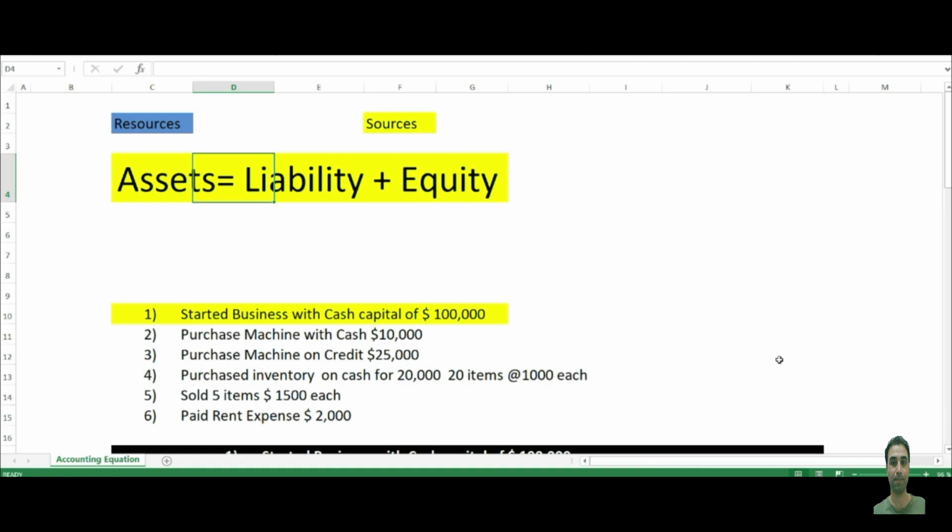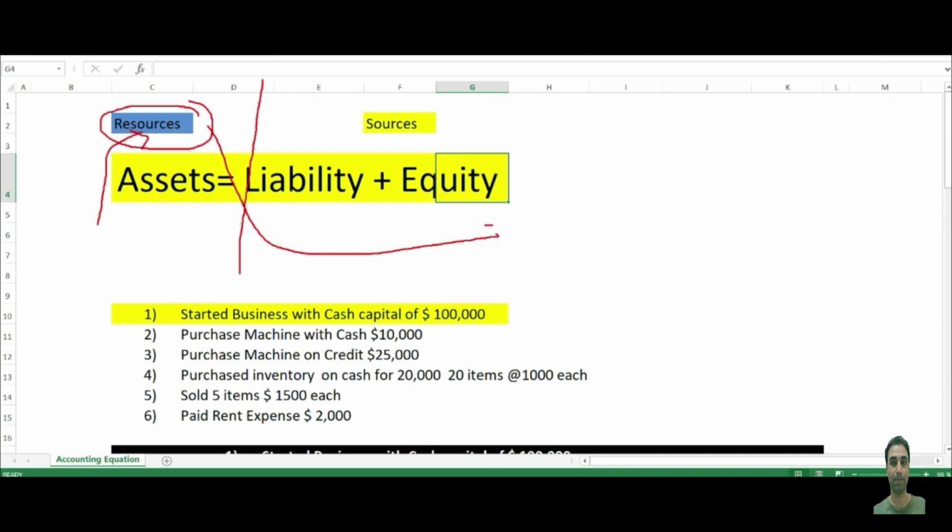Now let's start. What is an accounting equation? Accounting equation forms the very basis of accounting and it is very important as well. It states that assets is equal to liability plus equity. Assets are the resources of the business. How are these resources acquired by the business? There are two ways. Number one, it can be contributed by the owner himself.